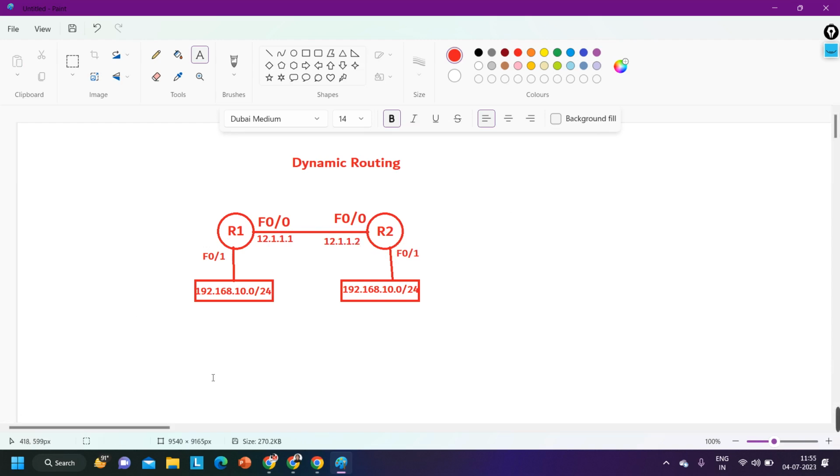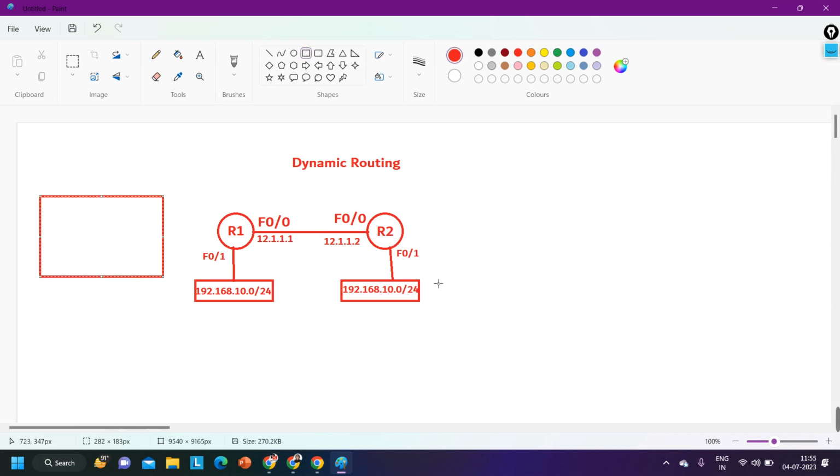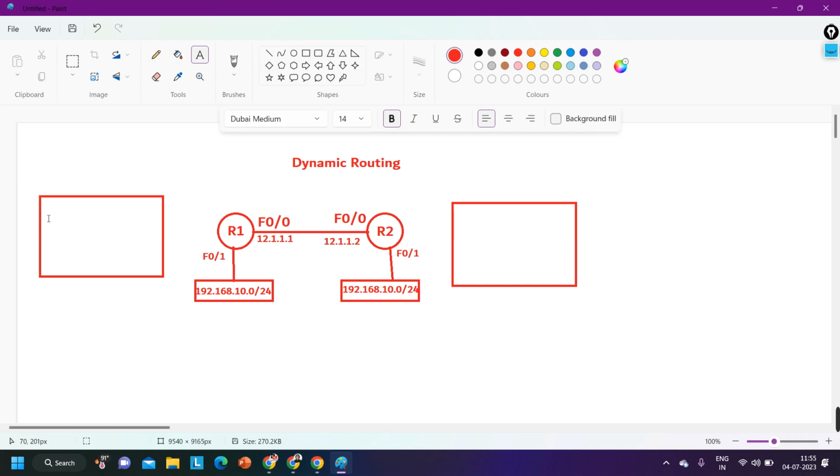Guys, by default, as you know, both routers maintain a routing table. Router 1 will have one routing table, and router 2 will have one routing table. Do both have the same network? No, in both routing tables there will be directly connected networks.